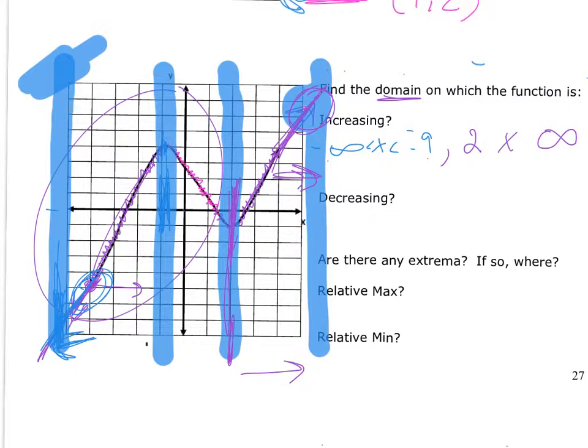So I'm going to put my x in the middle, less than, less than. So this function is increasing from negative infinity to negative 0.9 and from positive 2 to infinity. Remember, we're looking at domain from left to right when we do this. So take a second and write that down. I'm going to erase the graph so that I can start fresh with decreasing.